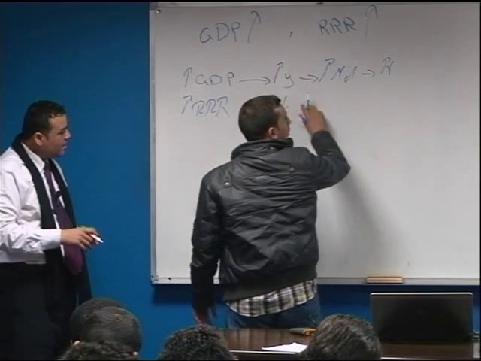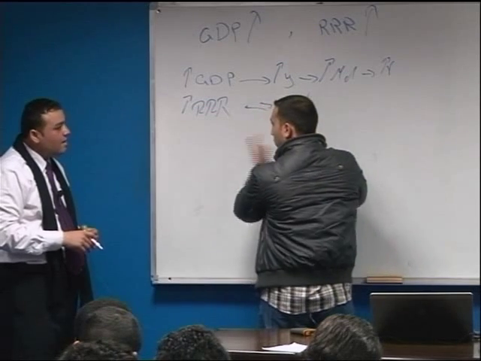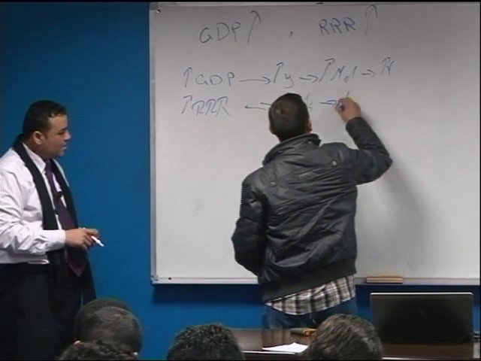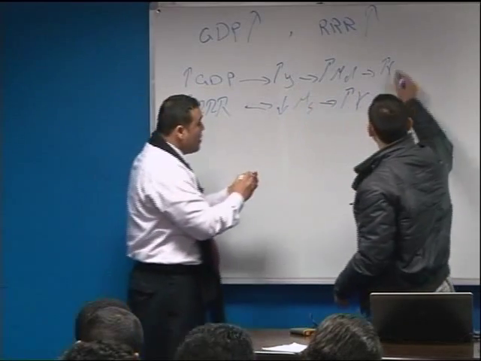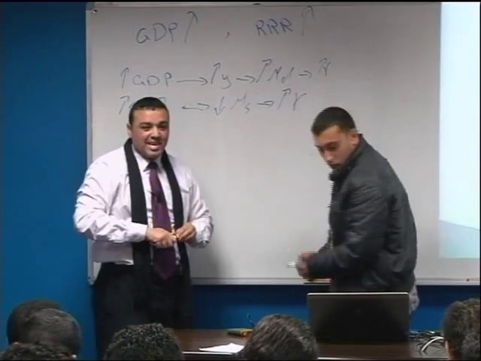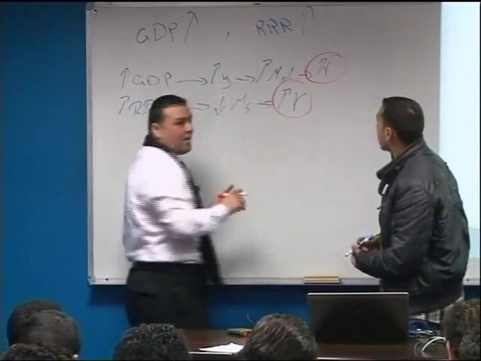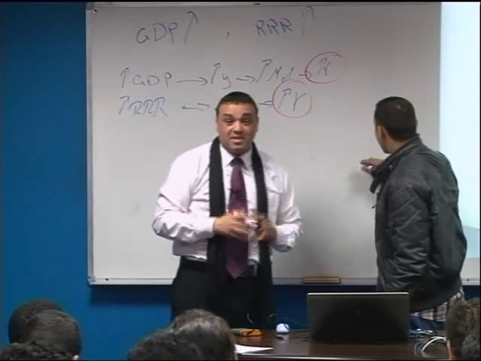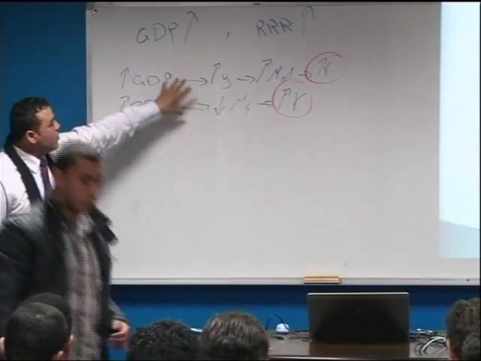A decline in money supply, exactly, leading to an increase in the interest rate. Thank you. So what is the change in the equilibrium interest rate? Here it increased. So the final result would be an increase in the equilibrium interest rate.